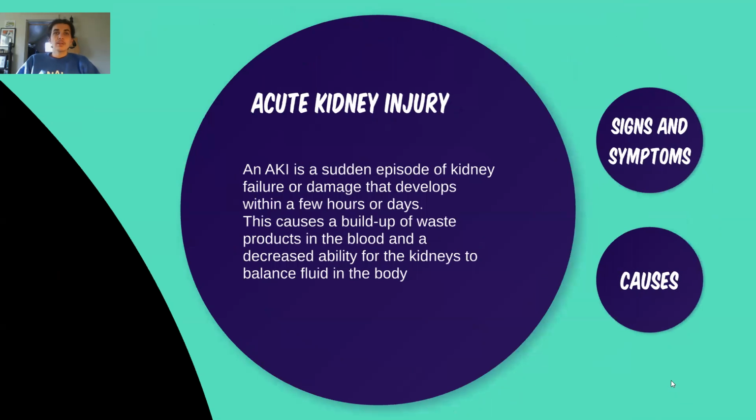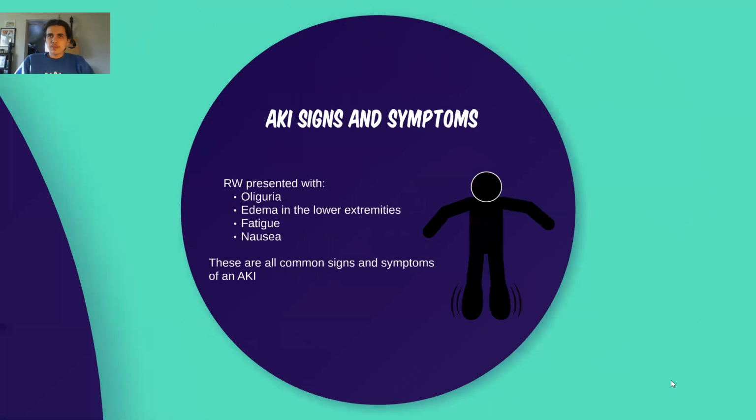So let's talk about it real quick because he did develop that acute kidney injury. This is the pathophysiology of that. So an AKI is a sudden episode of a kidney failure or damage that develops within a few hours or days. This causes the buildup of waste products in the blood and decreased ability for the kidneys to balance fluid in the body.